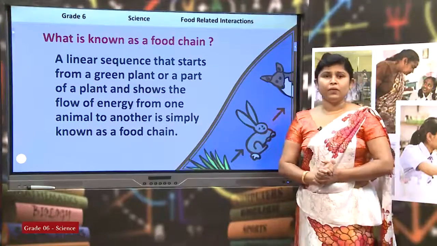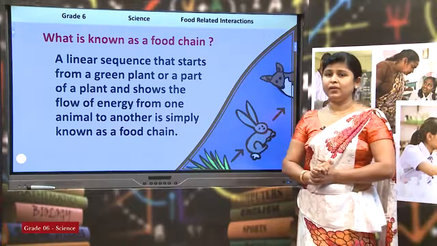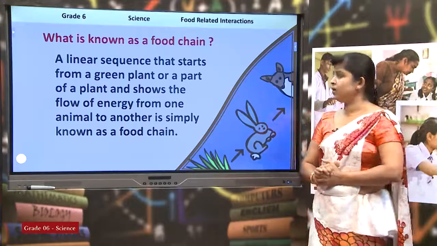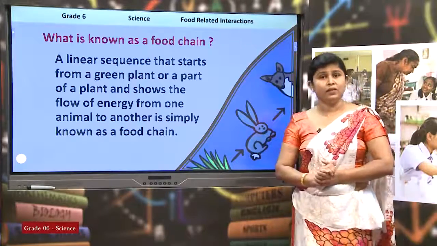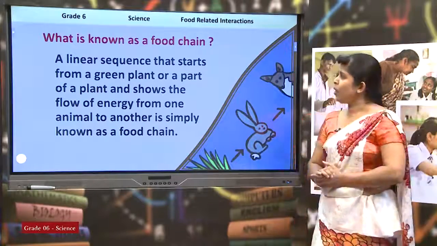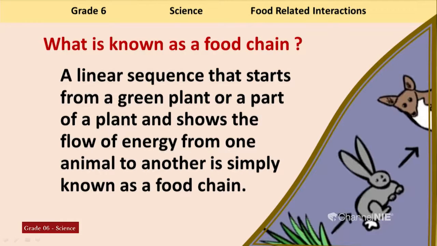Now you already know what is known as a food chain, but I thought it will be important for you to give a simple definition for a food chain. So here I am going to give you a definition. What is known as a food chain? A linear sequence that starts from a green plant or a part of a plant. It can be a plant, if not it can be a part of a plant like leaves, yams, fruits, like that, and shows the flow of energy from one animal to another is simply known as a food chain.